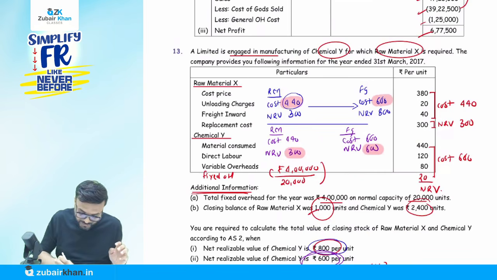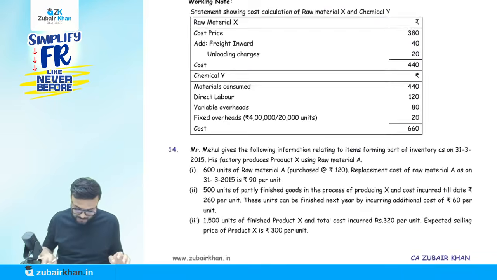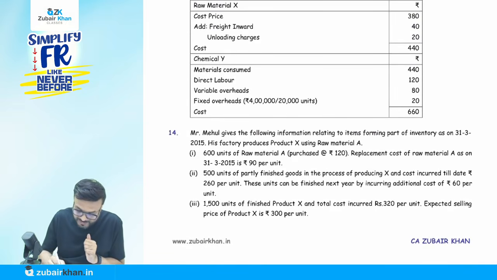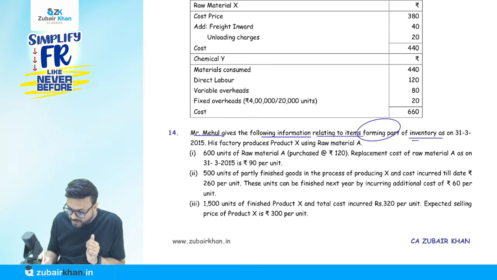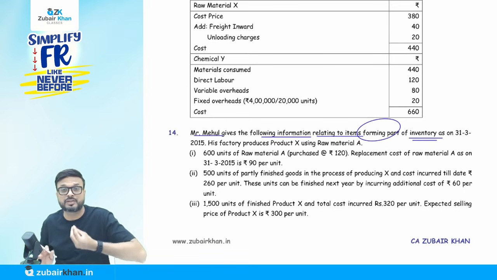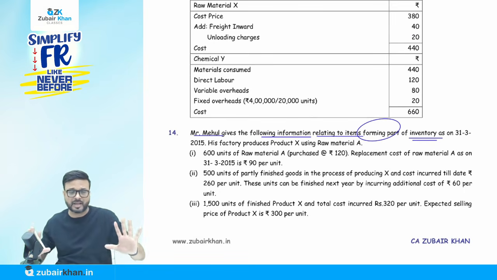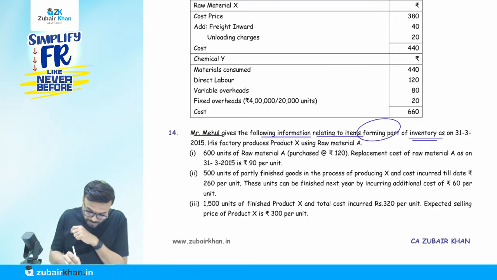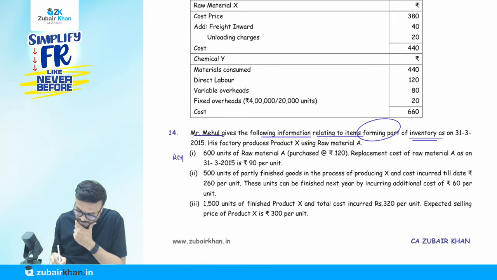Now here is the last question. Now come to question number 14. What does it say here? Mr. Mehul gives the following information relating to items forming part of inventory as on 31st of March 2015. This factory produces a product X using raw material A. It means different types of product. So 600 units of raw material. The first point is talking about what? Raw material. They have 600 units.